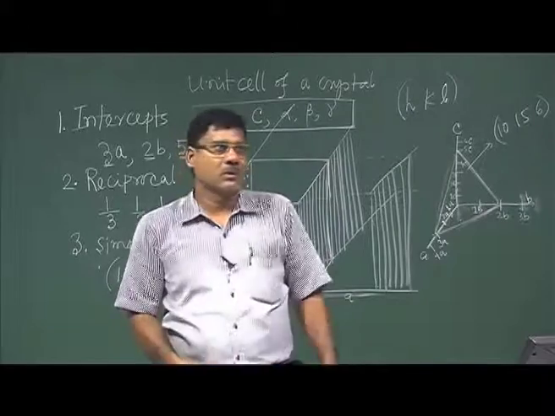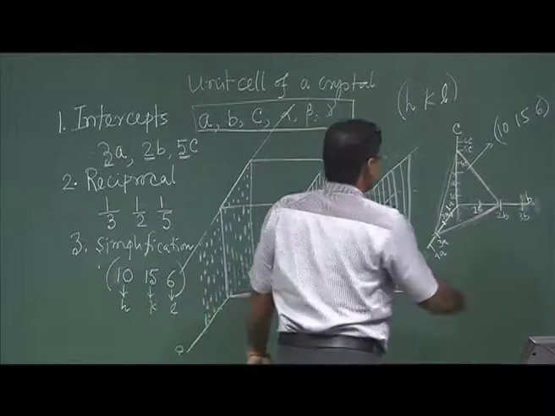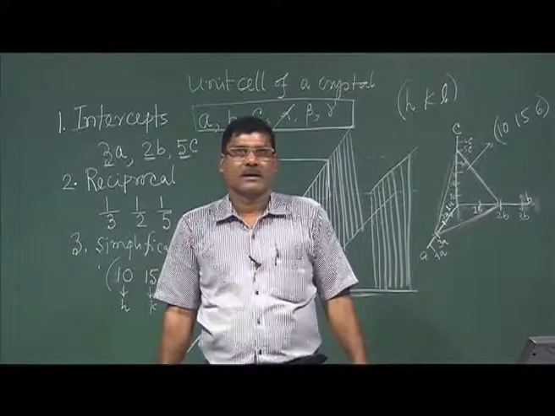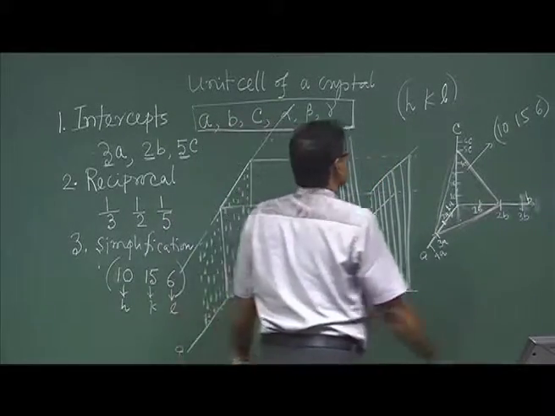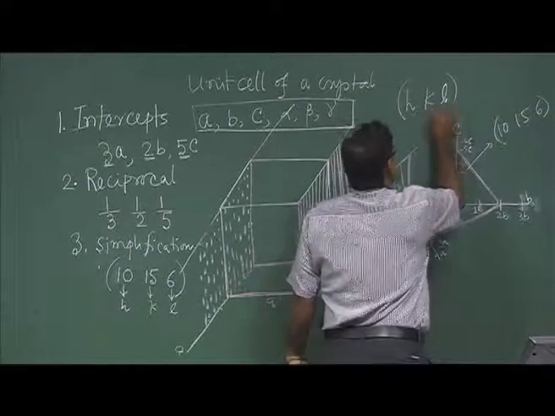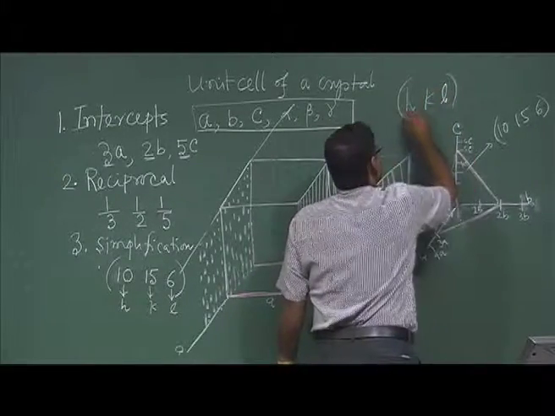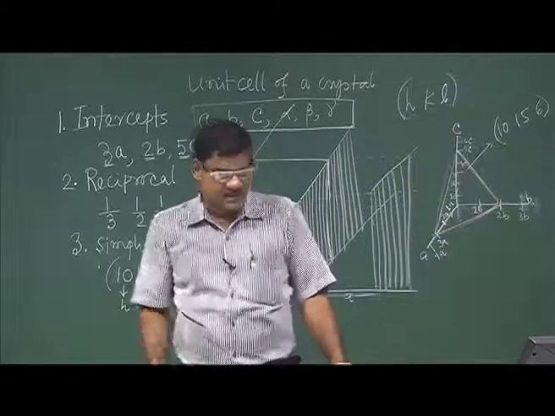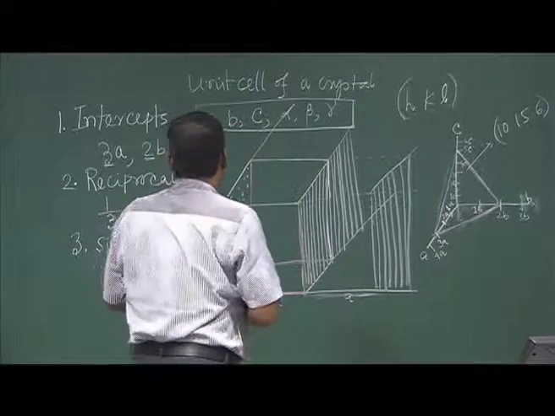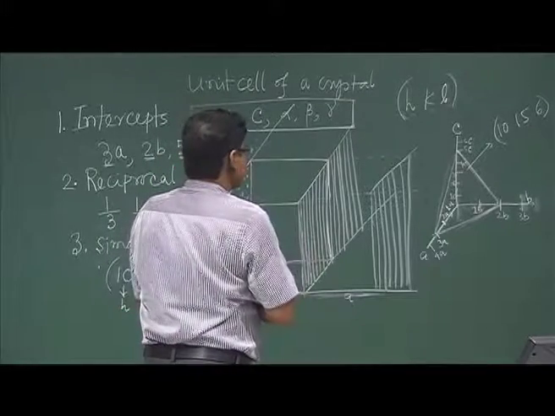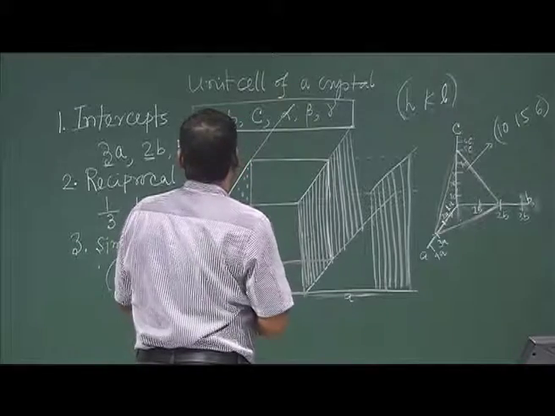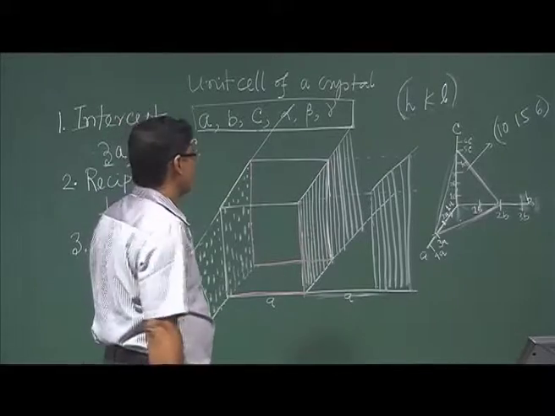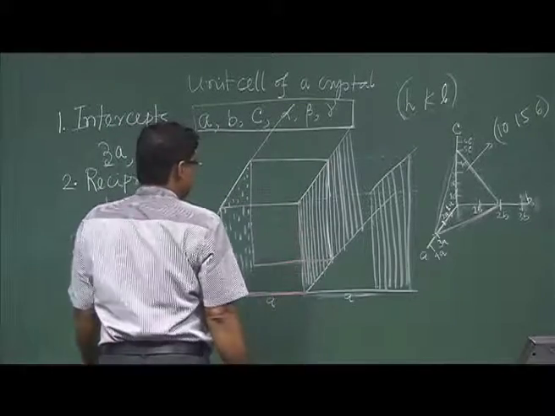Okay. So this is the way to find the Miller indices, and the Miller indices put in a first bracket are the designation of that plane. This is the procedure to find the Miller indices which represent the crystal planes. So, let us do an exercise.